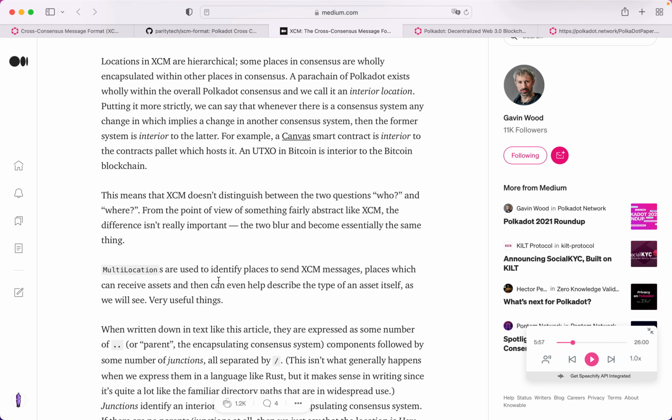This means that XCM doesn't distinguish between the two questions who and where. From the point of view of something fairly abstract like XCM, the difference isn't really important. The two blur and become essentially the same thing. Multi-locations are used to identify places to send XCM messages, places which can receive assets, and they can even help describe the type of an asset itself, as we will see. Very useful things.